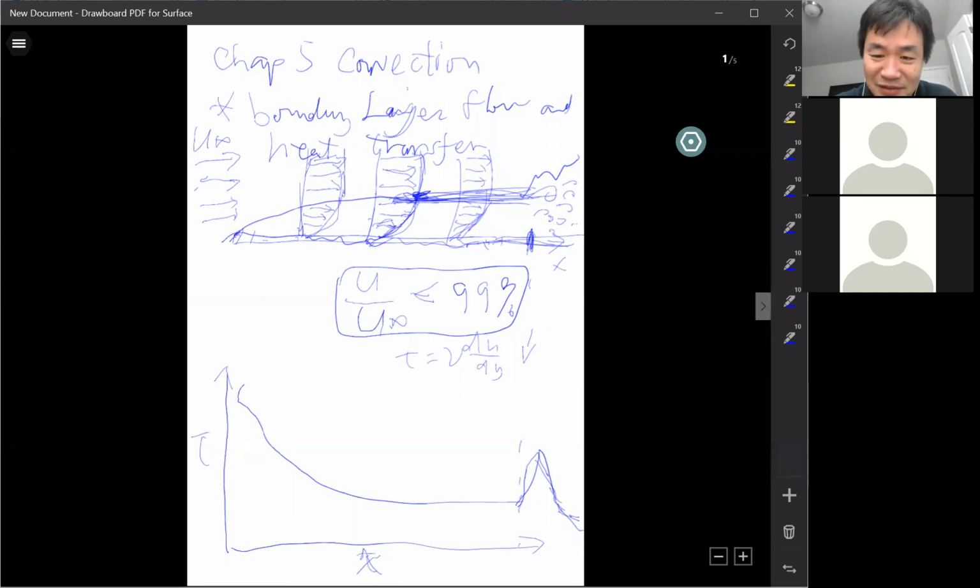Look at the shear stress. If a turbulent flow at the beginning, the shear stress increases a little bit, but if it's further along, very, very long, the shear stress actually decreases. Okay, it's smaller than the laminar shear stress.